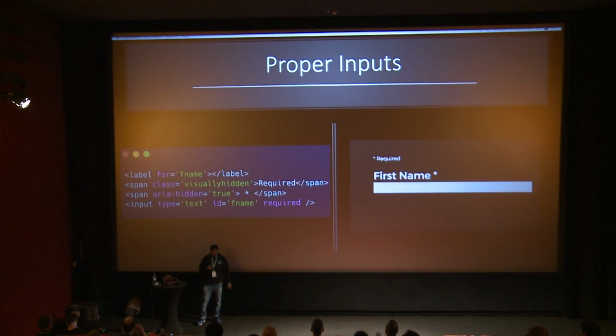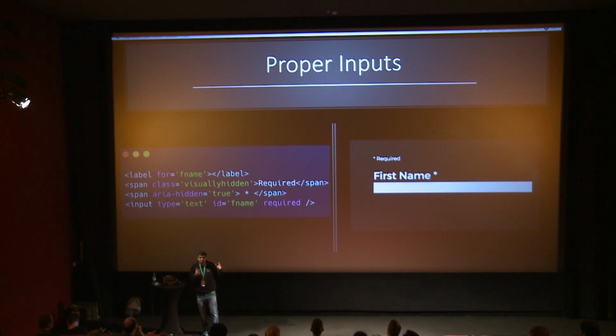Proper inputs. If you have a label, obviously you have a label now, because I have already told you in the previous presentation. So if you have a label and an input, and I take this part on the left and give it to the screen reader, it is going to read it like first name star, second name star, third name star. Do you want your users to get that star?